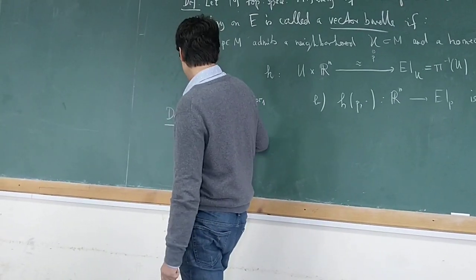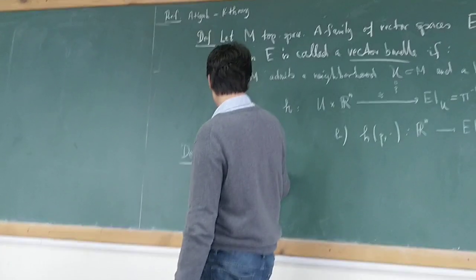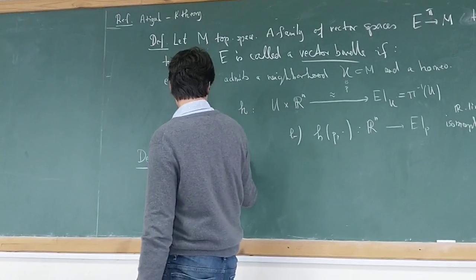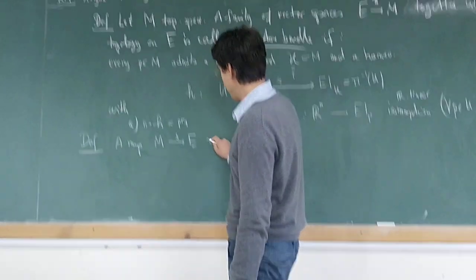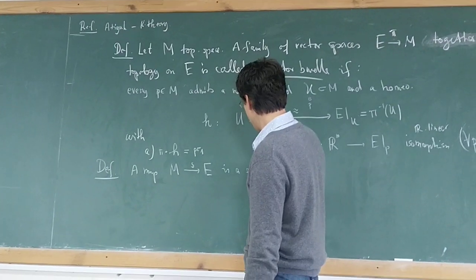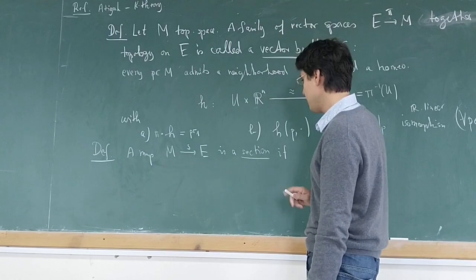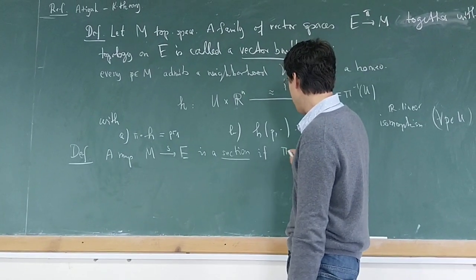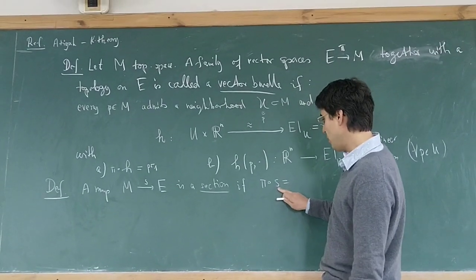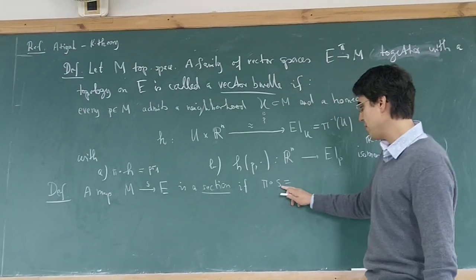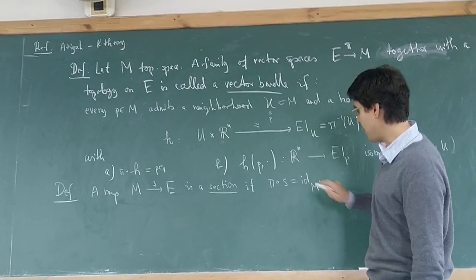A map s from M to E is called a section. Very simple. We compose π with s. So s is a map from M to E, π is a map from E to M, and the composition goes from M to M. This is required to be the identity. Okay.